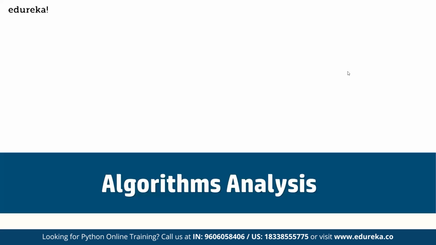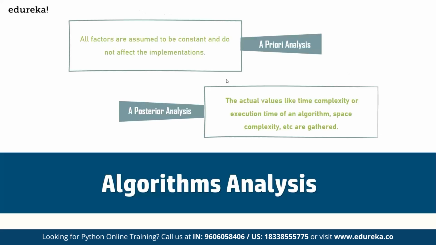So in terms of algorithm analysis, we can do a priori analysis, or we can do a posterior analysis. Priori analysis refers to the theoretical analysis, where the efficiency of an algorithm is measured by presuming that all the other factors are constant and do not affect the implementation of the algorithm.